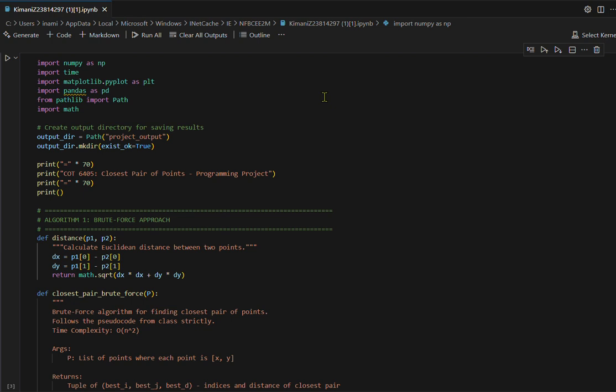All in all, after this detailed analysis, it is fair to say that the divide and conquer algorithm scales better than the brute force algorithm, and the expected ratios and predicted curves validated our complexity analysis. This concludes my demo for the closest pair of points project.